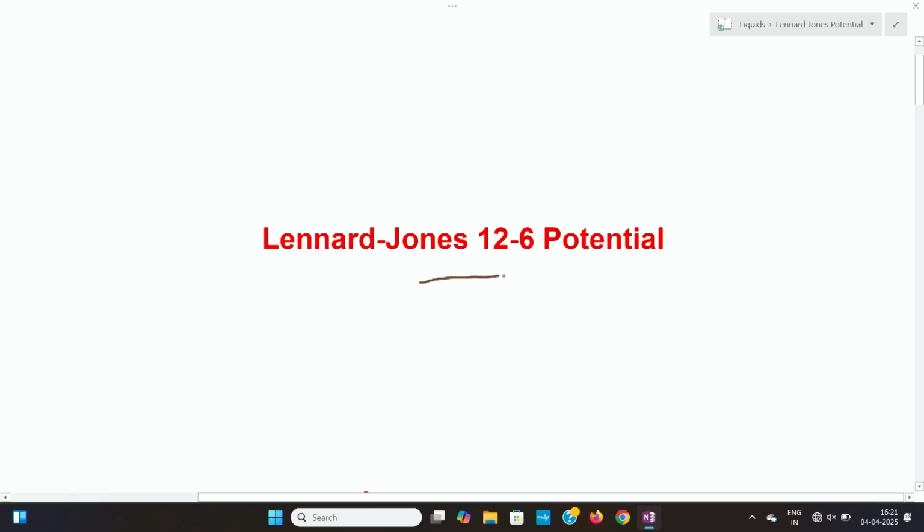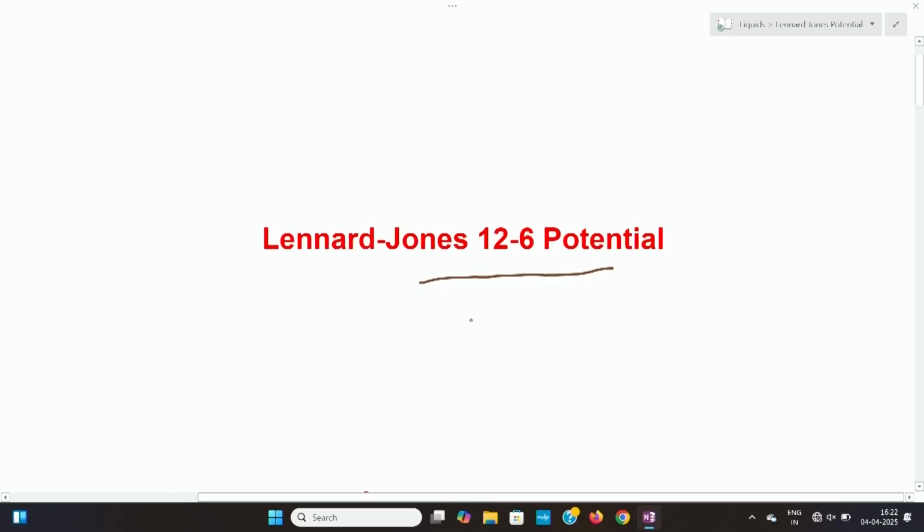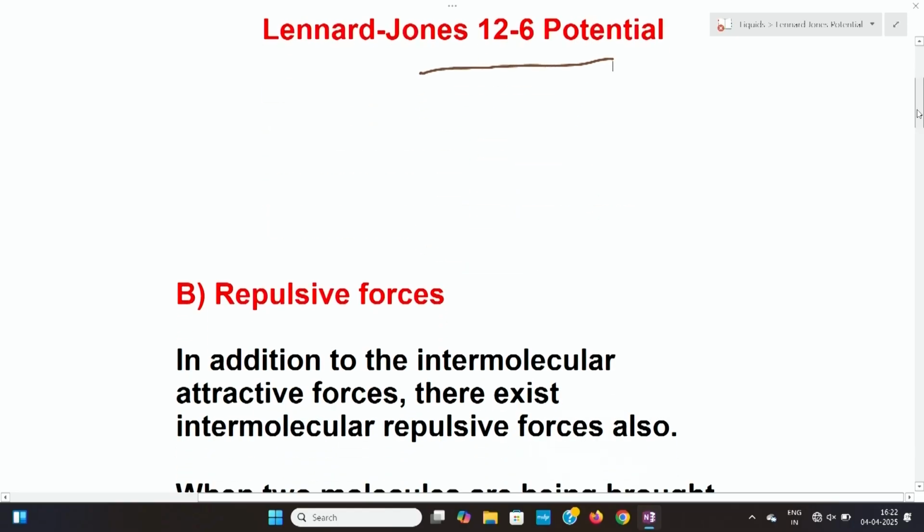Last class, we were discussing the different molecular interactions in liquids, that is, attractive interactions and repulsive interactions. In the last class, we discussed the attractive interactions. Today, first we will discuss the repulsive forces, followed by the Lennard-Jones 12-6 potential, its discussion and equation. Now, let us see what repulsive forces are.